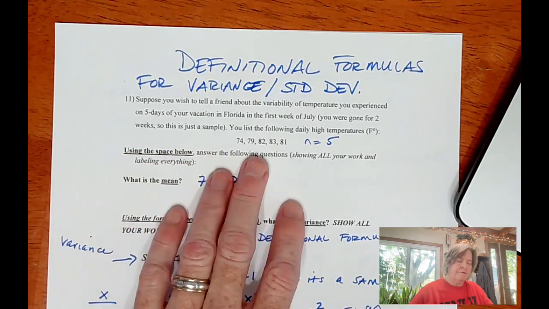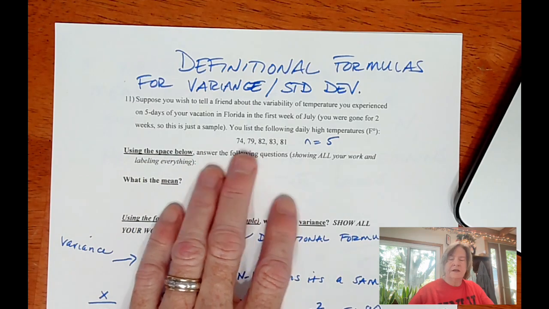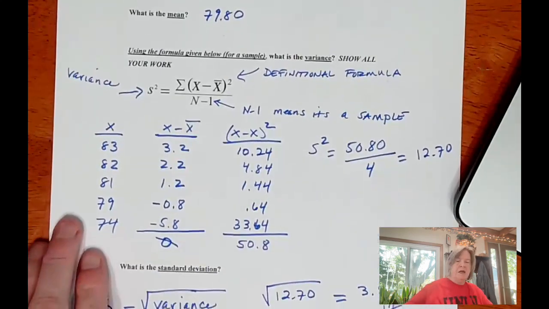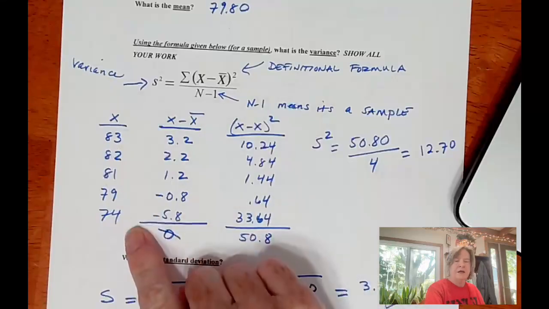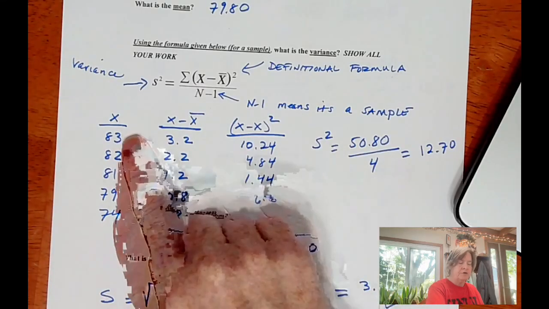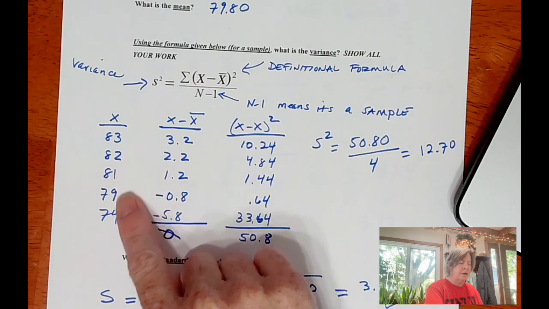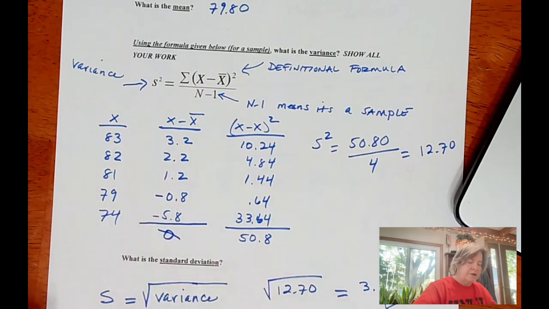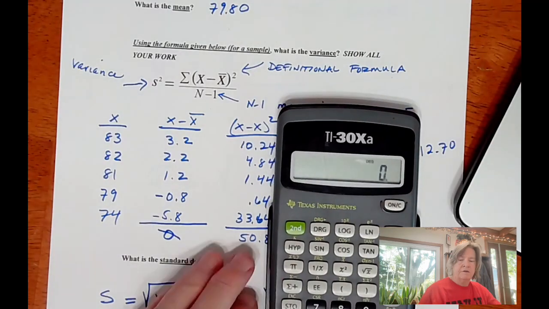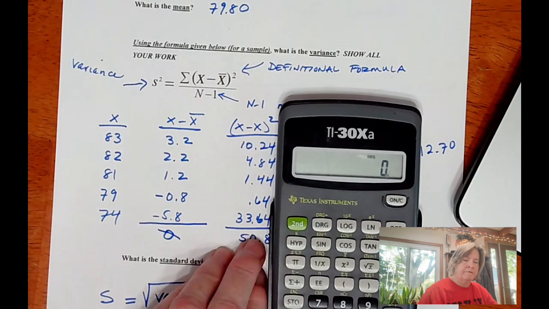And you list the following days. There's 5 days, n equals 5. So the first thing you want to do is get your mean, and I just organized the data here from highest to lowest. So there's 5 data points, goes from 83 to 82, like that. If you want to watch the video on how to use a calculator, that's also listed in the module of videos.